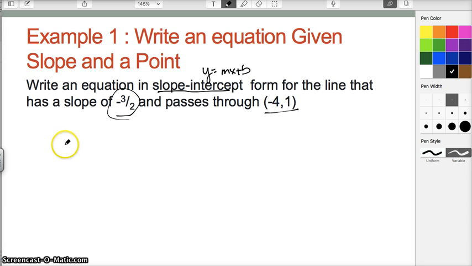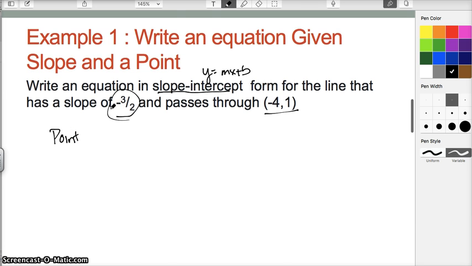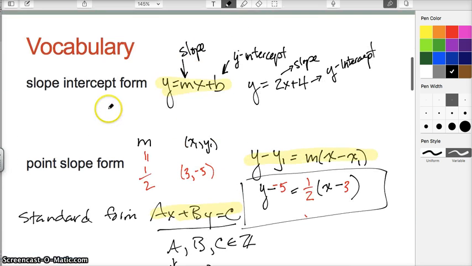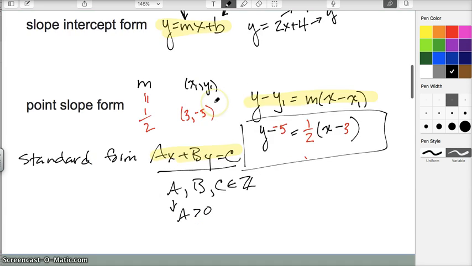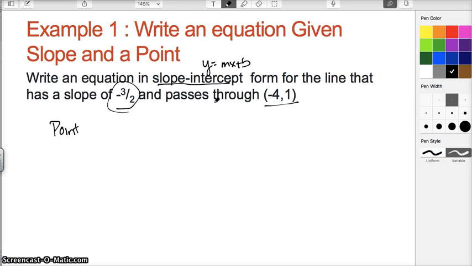Remember we had point slope form? We know that point slope is the cool one. Let me go back. It's the one that allows us to easily get an equation. But this equation needs to then be put in slope-intercept form, and I'm going to do that for you. So let's go ahead and look.